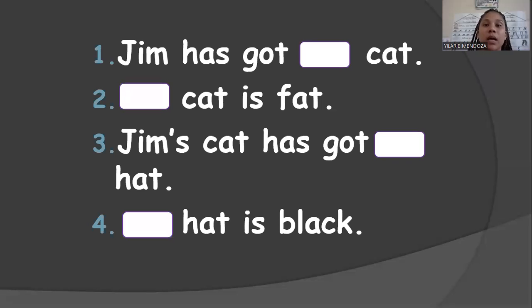In this part, you have to write what article is needed for each sentence. Jane has got a cat, or the cat. The cat is fat. Jane's cat has a gold hat. The hat is black. In the classroom, you resolve the practice.